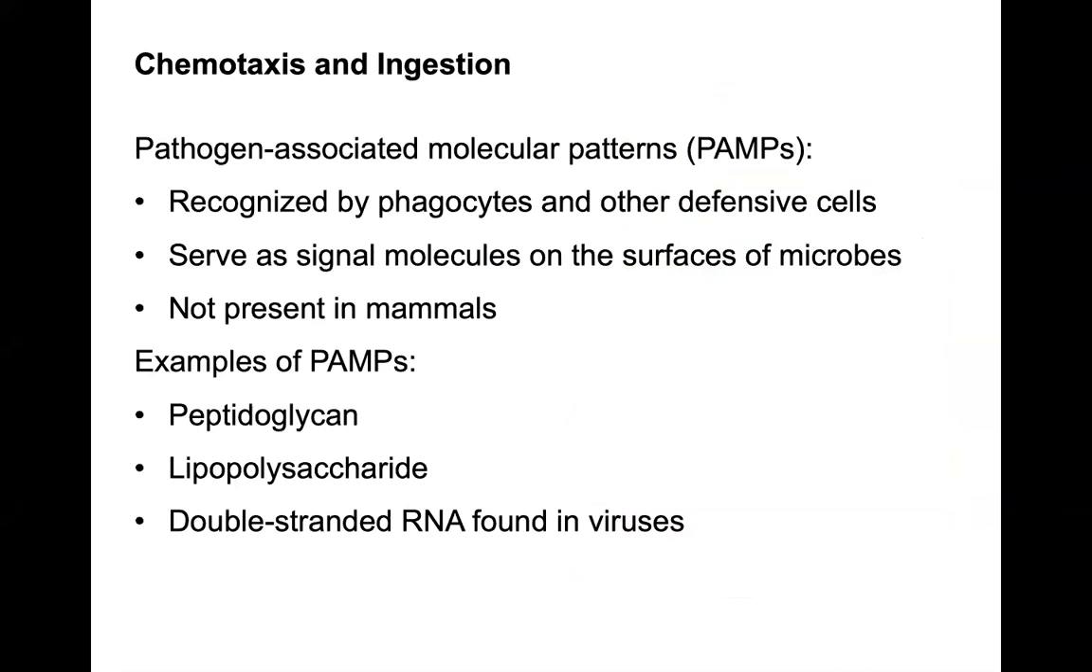So pathogen-associated molecular patterns, or PAMPs, they are recognized by phagocytes and other defensive cells. They serve as signal molecules on the surface of microbes, and they're not present in mammals. Examples of PAMPs could include the peptidoglycan itself, LPS, or lipopolysaccharide, which is found on gram-negative bacteria, and double-stranded RNA, which is found in viruses.